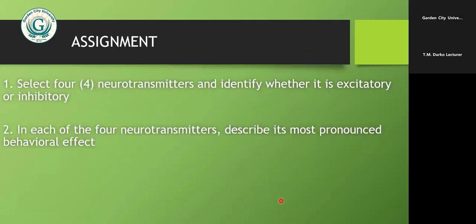Good. Now there's an assignment for you. We have some simple assignment for you.